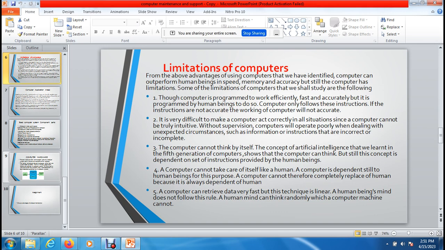Limitations, on the other hand, we have limitations of computers, and these are the limitations or the disadvantages.